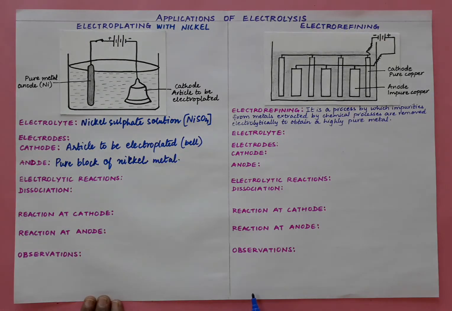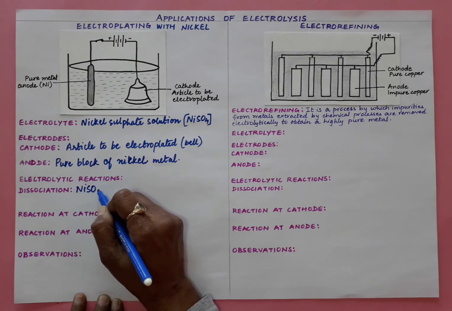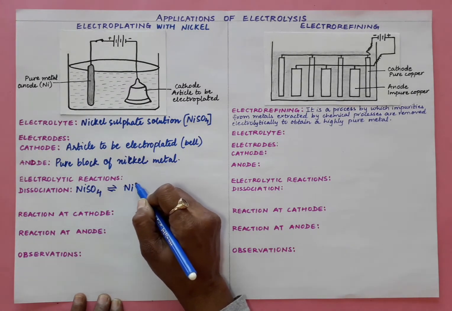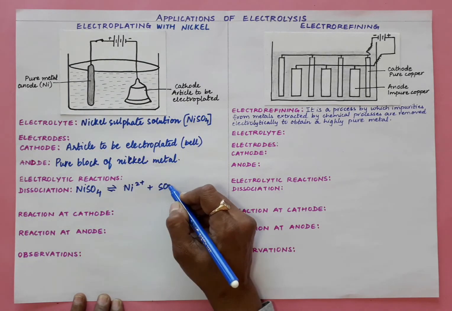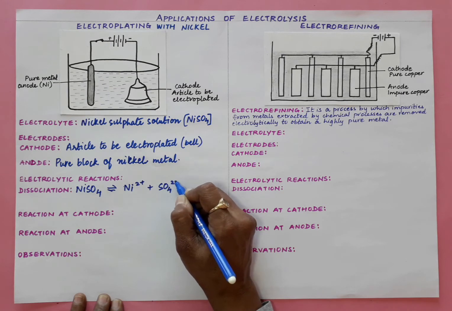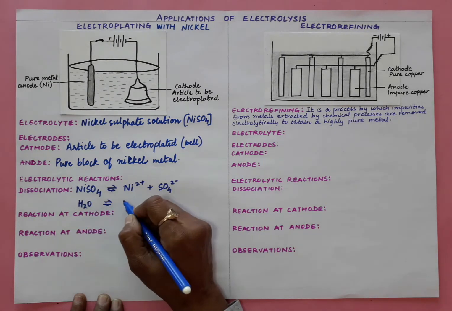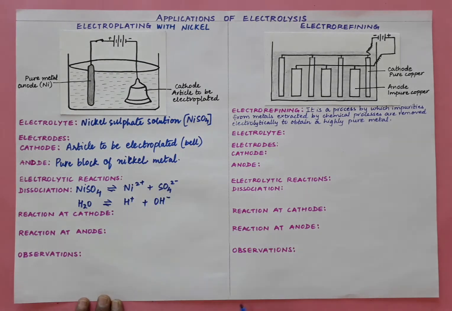Now the electrolytic reaction. Nickel sulfate solution will dissociate into nickel ions and sulfate ions. So solid nickel sulfate will dissociate into Ni2+ and SO4 2-. And we have added water, so four ions are present in the solution: H+ and OH- from the water dissociating.